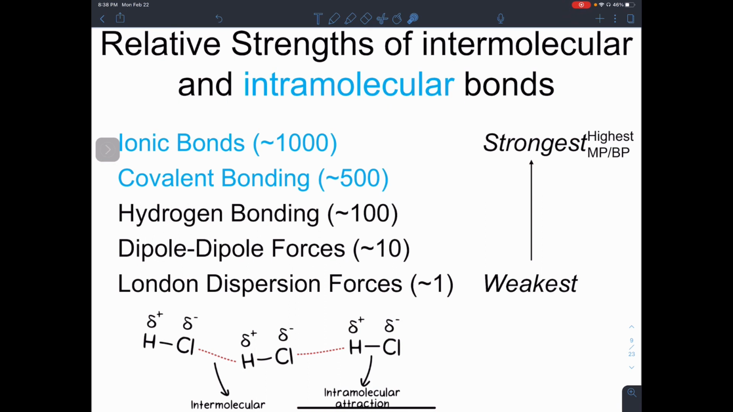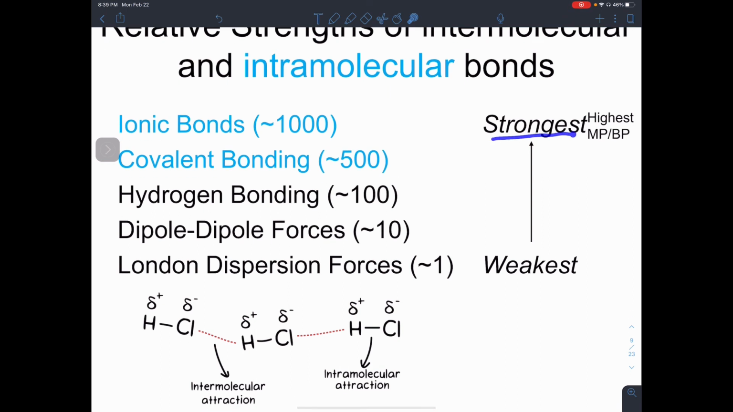When forces are really strong, the substances tend to have the highest melting points and boiling points. Remember, it's hard to melt and hard to boil ionic substances because the energy that holds them together is so great, it takes a lot of energy to break them apart. Covalent bond energies are strong as well, although they're not involved in change of phase, right? Because when something changes phase, the molecules tend to stay together. But hydrogen bond, dipole-dipole, and London do dictate the relative melting point and boiling point of compounds.